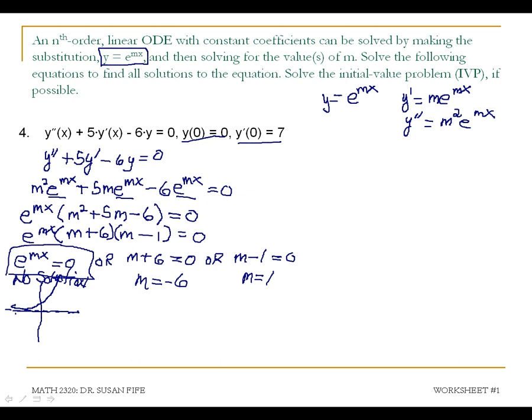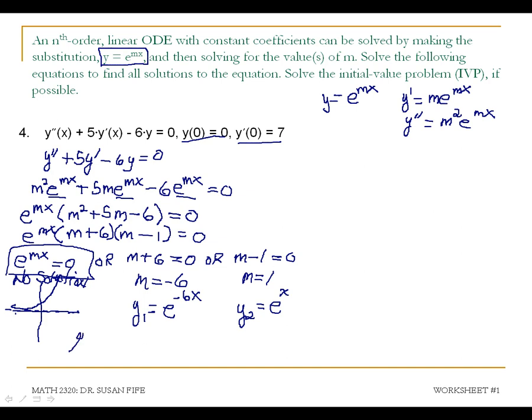So here I'm going to have two solutions. I'm going to have one solution, I'll call that y1, equals e to the negative 6x, and I'm going to have another solution, I'm going to call that y2, is equal to e to the x, e to the 1x, or just e to the x.